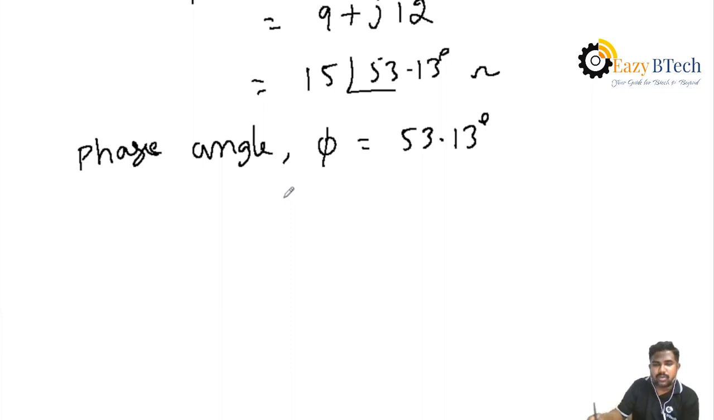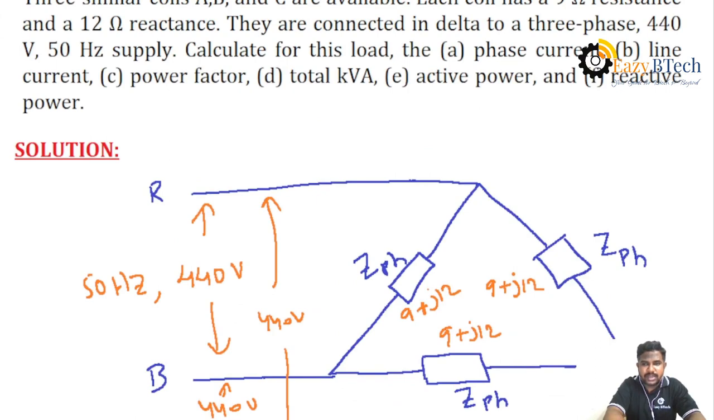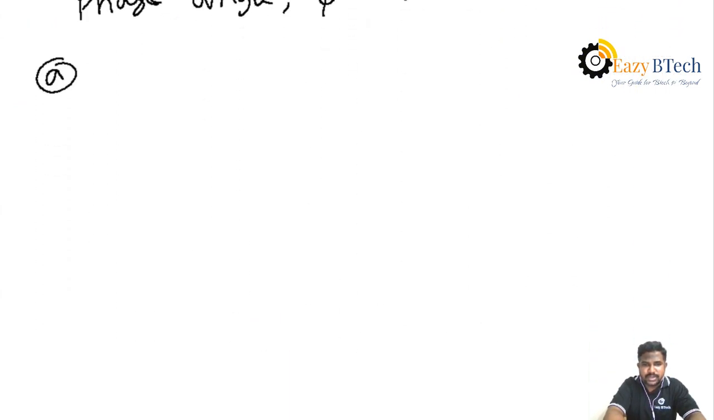Then after that, what is the first value you have to find out in this problem? The given problem asks you to find phase current, line current, power factor and powers. First of all, we have to find out the phase currents. What is meant by the phase current value, it should be found out.